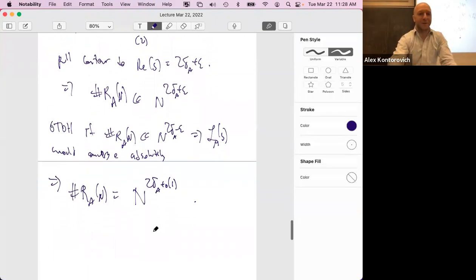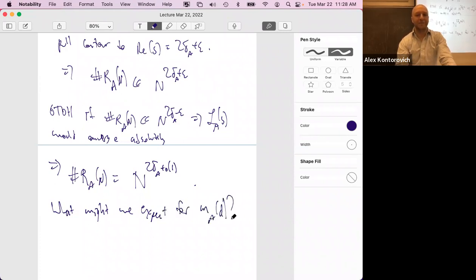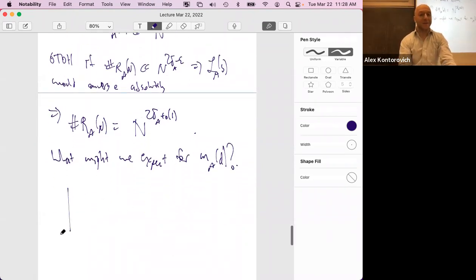Now let's see what that means for the multiplicity. So what might we expect for each individual multiplicity? Oh, here it's sort of like an average. An average, exactly. So let's go back to this picture. D goes up to capital N, and then we have all these dots.